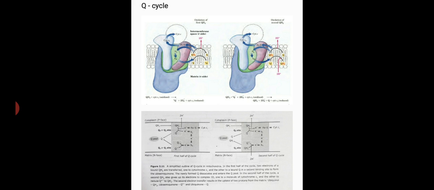One ubiquinol diffuses to the QP binding site of the complex 3 adjacent to the iron sulfur protein at the P phase, that is the cytosolic phase of the mitochondrial membrane. One electron is transferred to the iron sulfur protein and the second electron is transferred to cytochrome Bl, and the two protons from ubiquinol are released to the P phase.